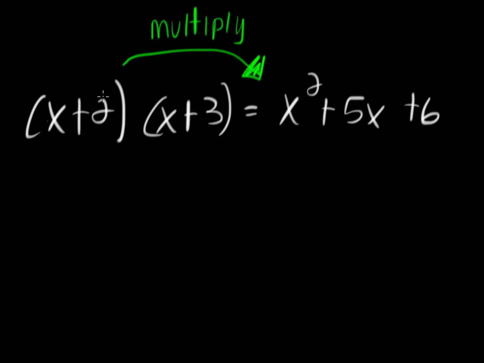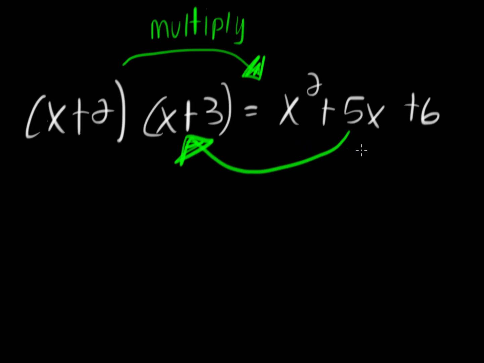Right? I mean, we know how to do this. We can multiply these two binomials, x plus 2 times x plus 3, and we get the trinomial x squared plus 5x plus 6. We should have been able to do that and known how to do that for a while now. But what's interesting, if you look from the right and go to the left, you're no longer multiplying.